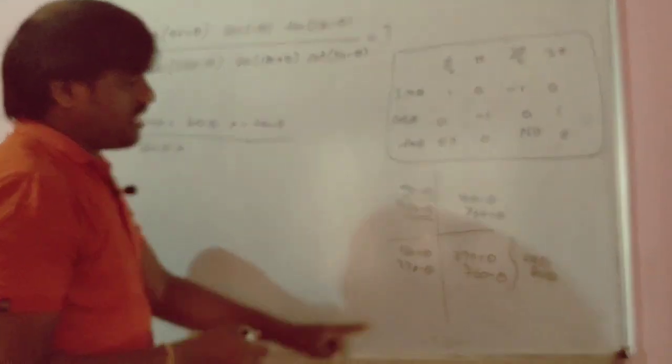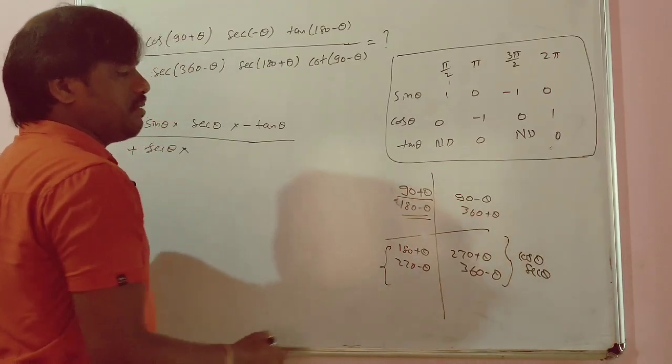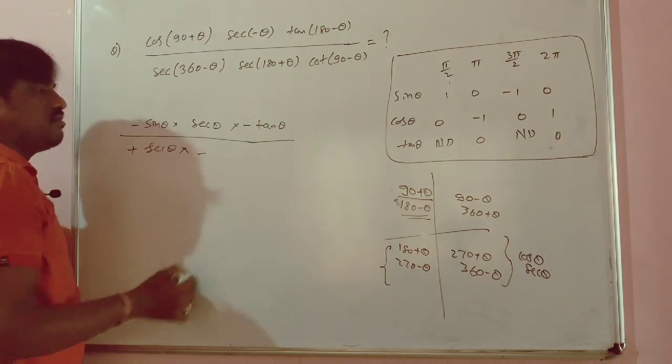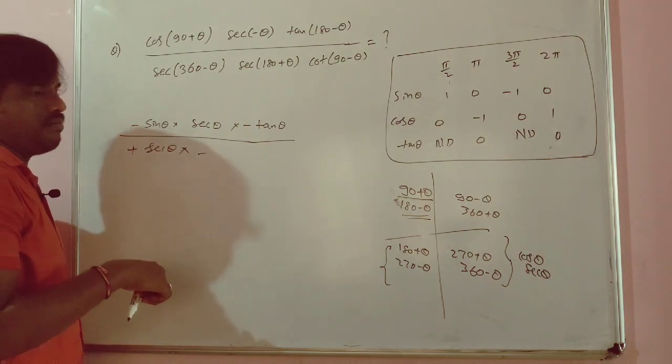Sec 180 plus theta. 180 plus theta here is quadrant number 3. So sec is negative in the third quadrant, so negative I am going to get.